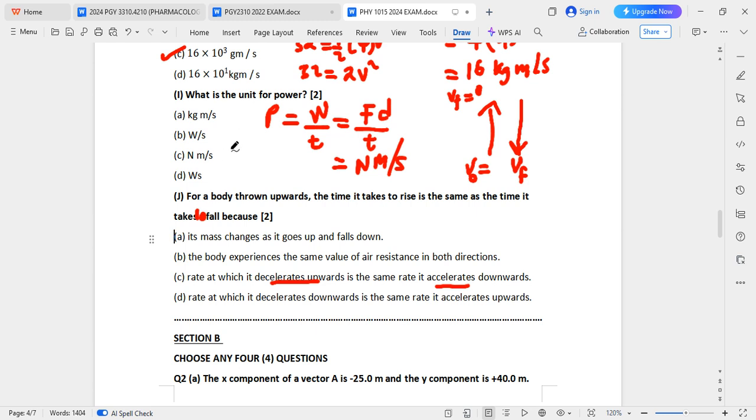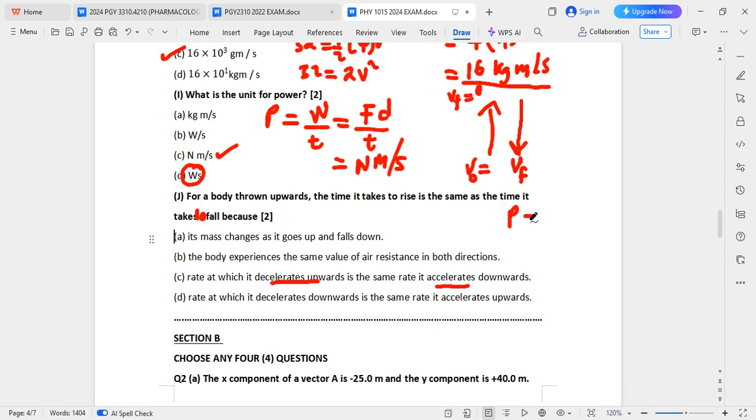So actually the unit for power here is Newton meter per second, which is the same as the other one I gave you, kg meter squared per second to the power 3, not the watt second. Watt second is going to be the unit for work.